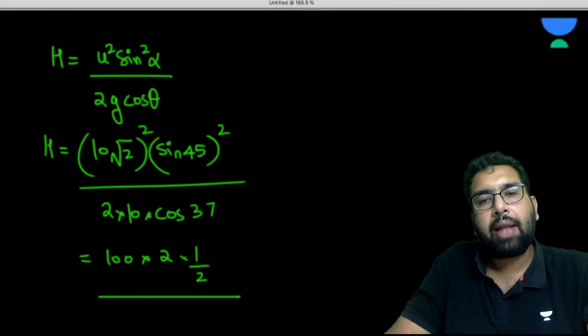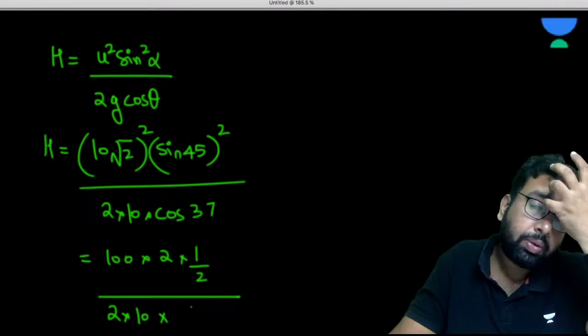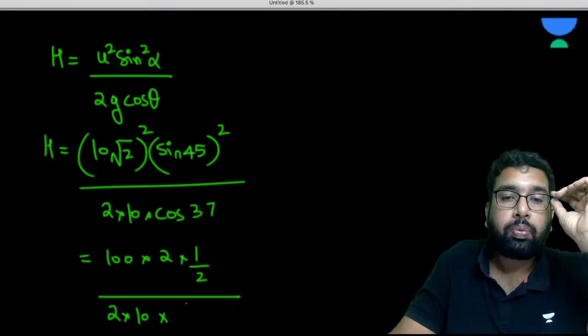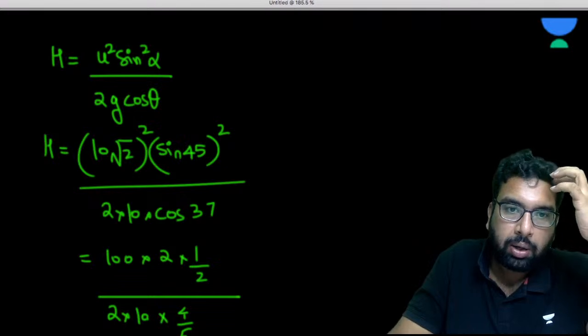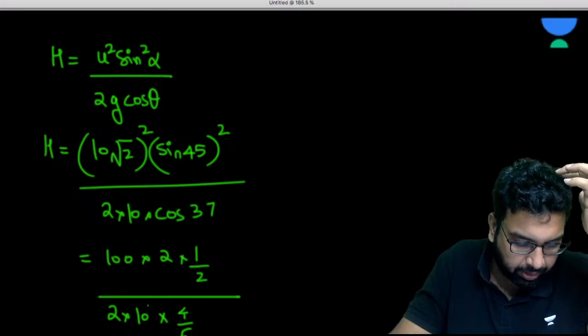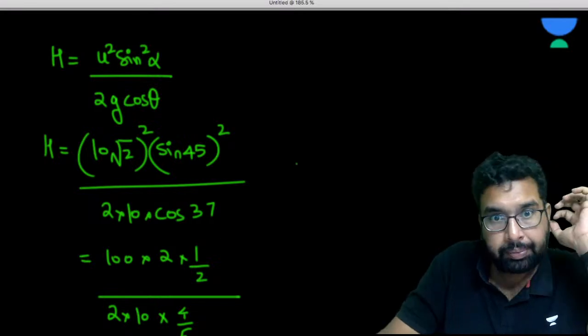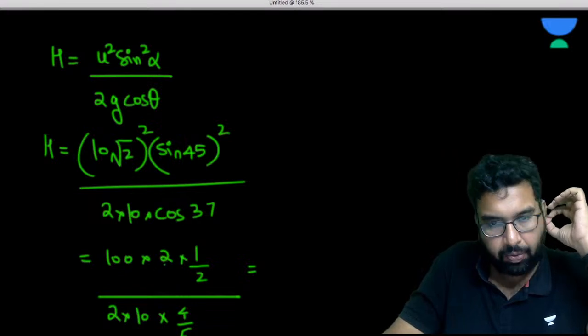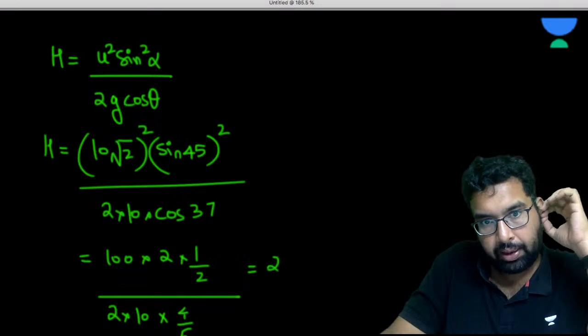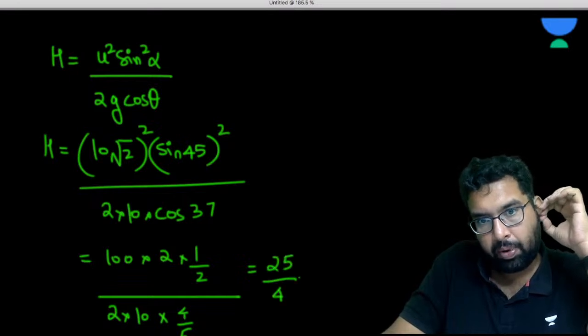Okay. And this is going to be 2 into 10, and cos theta is what? Cos theta is 4 by 5 in this case. So the 2 and 2 will be cancelled out, and this is going to be how much? 2 cancels out, 10 by 2 is 5, and 5 into 5 is 25, 25 by 4, isn't it? 25 by 4 meter.